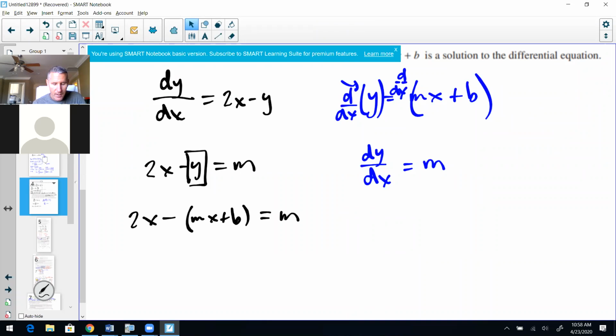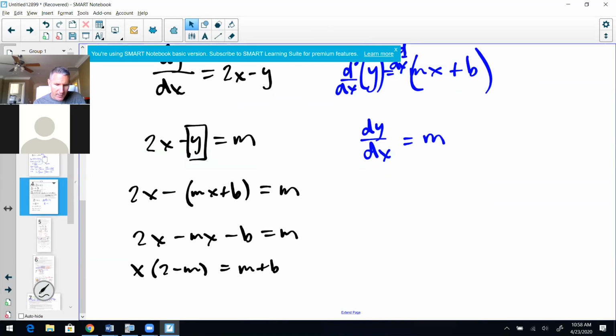Then we have 2x minus mx minus b equals m. Solving for x, we could factor out an x over here, and this becomes 2 minus m equals, adding b to both sides, we have m plus b. So we get x equals m plus b over 2 minus m.